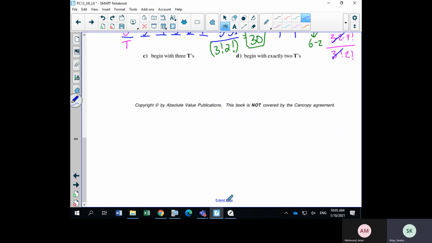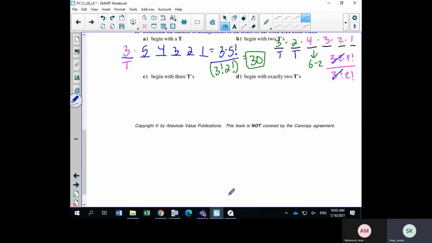Okay, begins with 3 T's. And it doesn't say the T's have to be together, so I'm not going to put it on a disc, right? It just says it begins with 3 T's. So T, T, T. There's 3, 2, and 1 left. After I use up, there were 6 letters in tattoo and I placed 3. So 3, 2, 1.